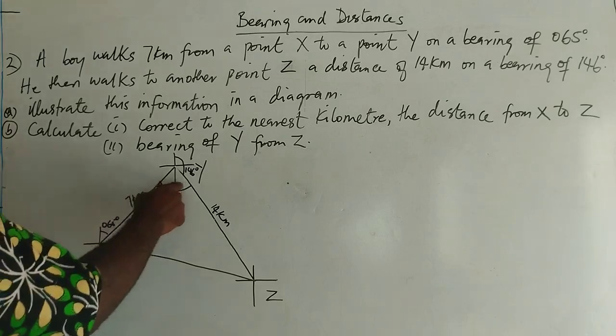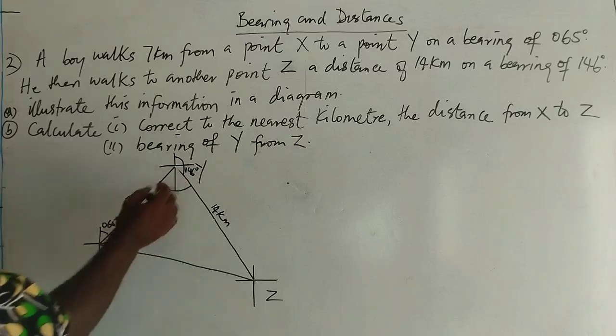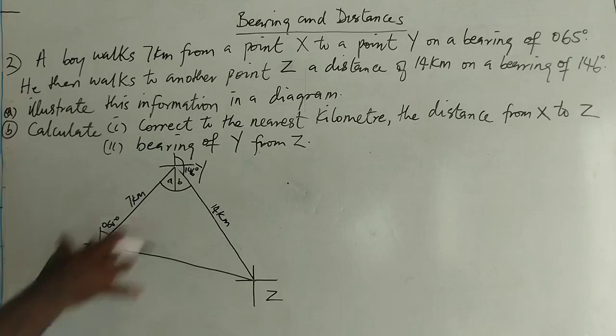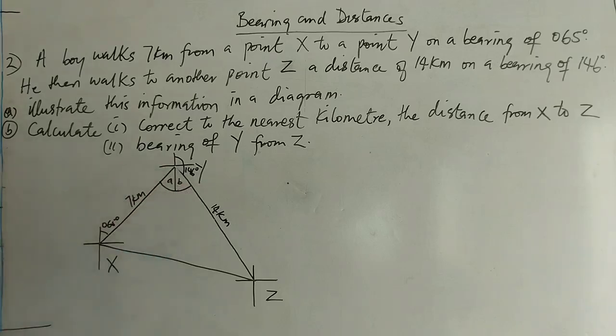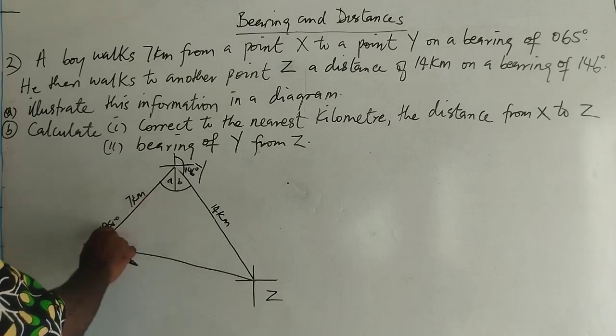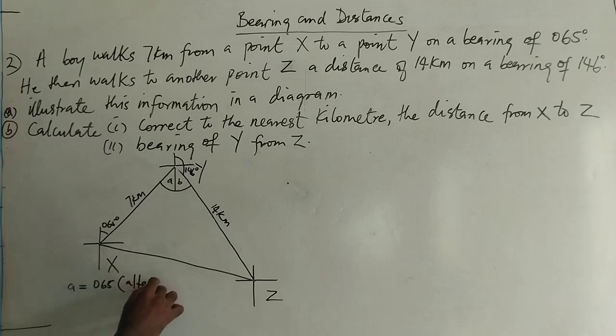So the included angle now has 2 parts, this one and this one. Let's call the first part small a, and call the second part small b. At the end, we add the 2 together to get our included angle. So to get A, this 65 is the same thing as A. So A is equal to 65. And the reason is there are alternate angles, and alternate angles are always equal.